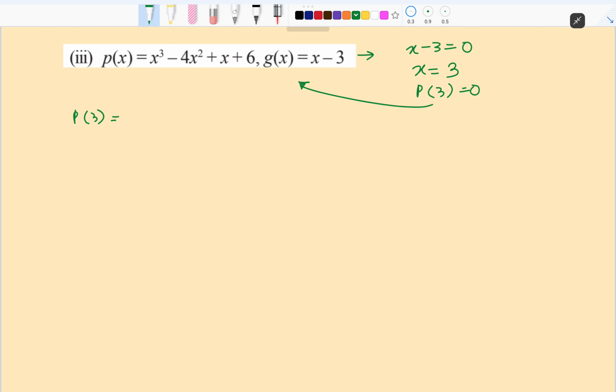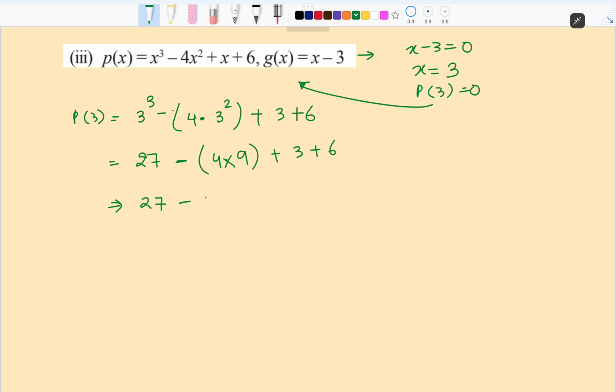P of 3 is 3 cube minus 4 times 3 square plus 3 plus 6. 3 cube is 3 3s are 9, 9 3s are 27, minus 4 times 3 3s are 9, plus 3 plus 6, which is equal to 27 minus 9 4s are 36 plus 6 plus 3 is 9, right? So 27 minus 36 is minus 9, plus 9. So p of 3 is equal to 0.